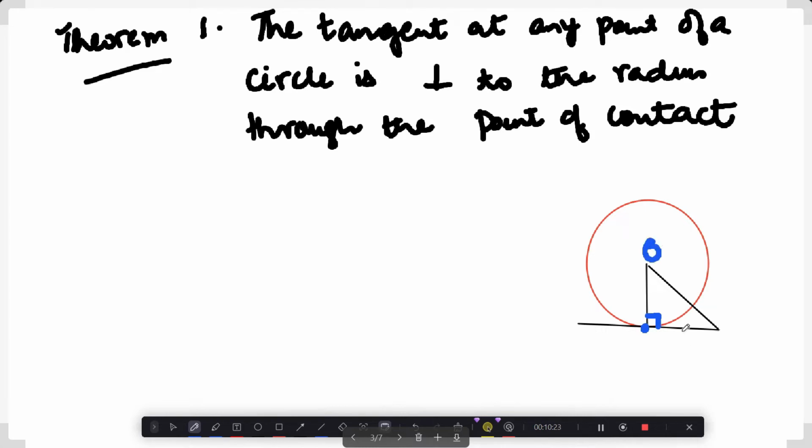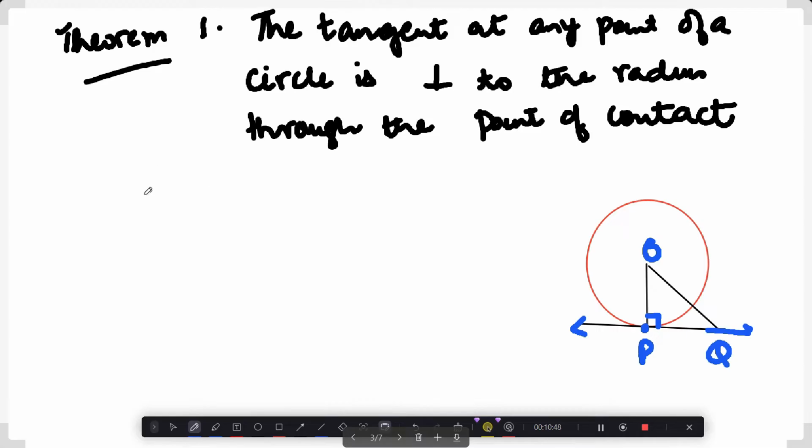So let's just take OA. This is the tangent PQ. Actually, the tangent is XY. What we have done is we have just considered a point Q here and joined this. Now what is this point Q? Point Q is any point on the tangent other than P, and we have joined O to it.